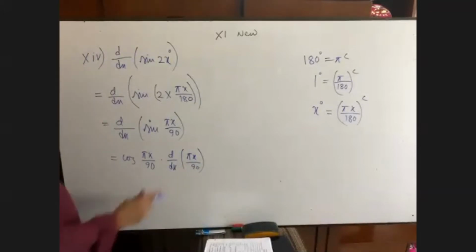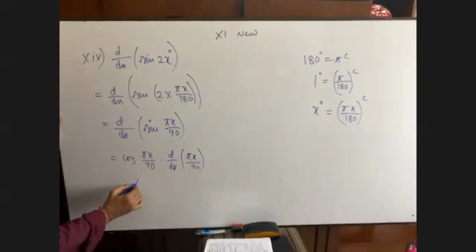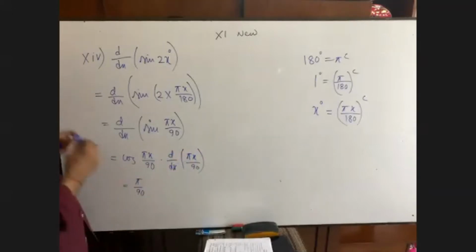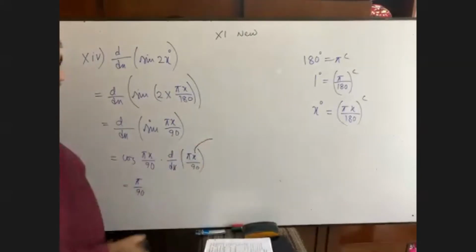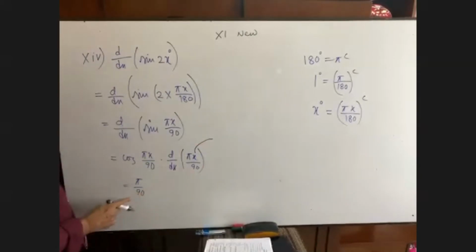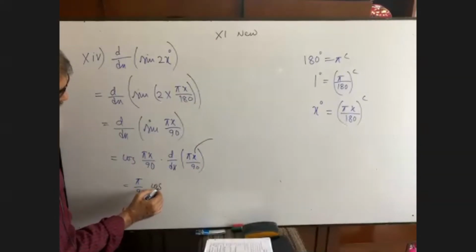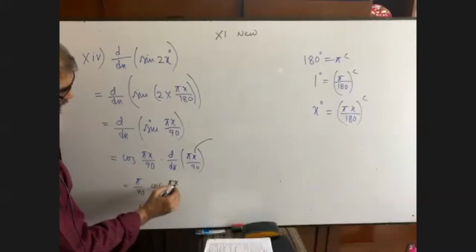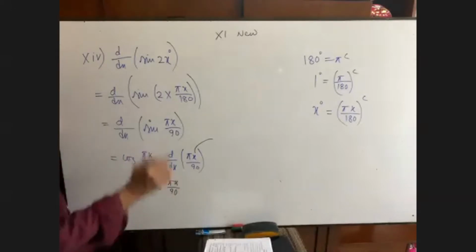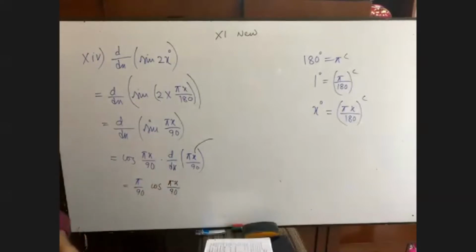So we're getting here d by dx of pi x by 90. Here x is what? 1. So we get pi by 90. And here it is cosine pi x by 90. We are done here. I think I've got it. Yes, sir.